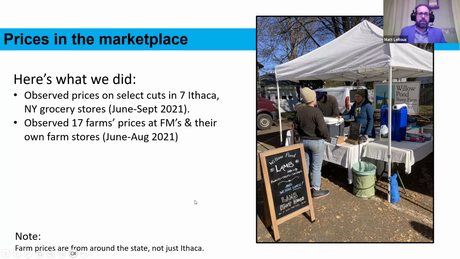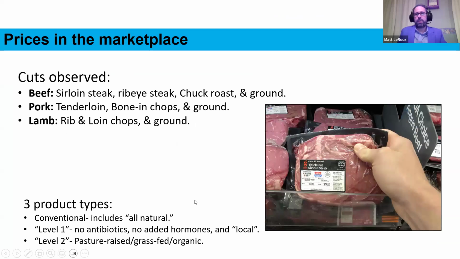But what we found back then was the same as we'd been seeing earlier, that the store prices tended to be higher. What we looked at was sirloin steak, ribeye steak, chuck roast, and ground beef, and then pork loin, bone-in pork chops, bone-in because most farms seem to be selling bone-in chops, ground pork, meaning unseasoned ground pork, not sausages. And then we lumped together rib and loin chops, and we looked at ground lamb.